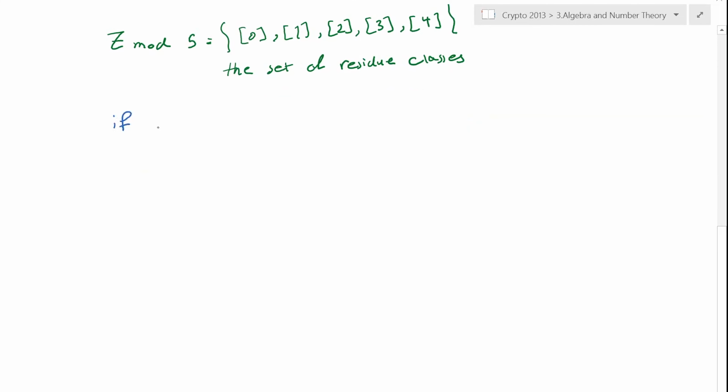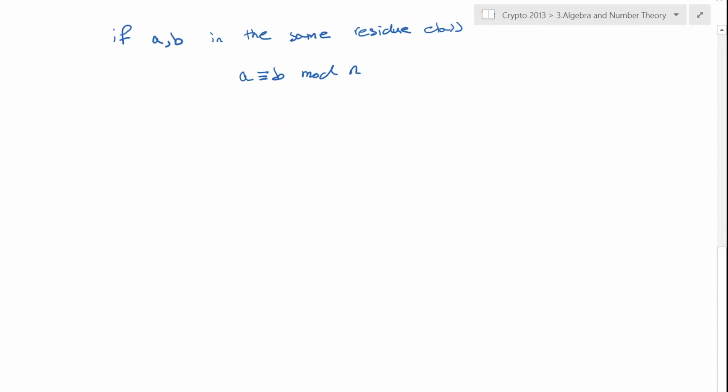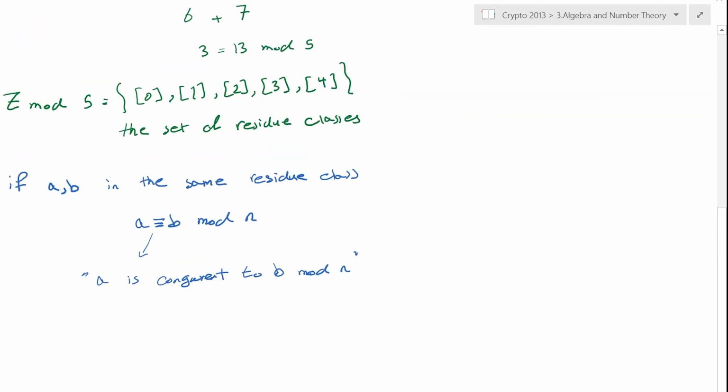So if we have A and B, any two numbers in the same residue class, then we are going to say A is congruent, with 3 strokes, to B mod n. Let's be generic a bit, and then we read this out loud as A is congruent to B mod n. This is how we read it out loud. Let's see why it is so. What does it say?